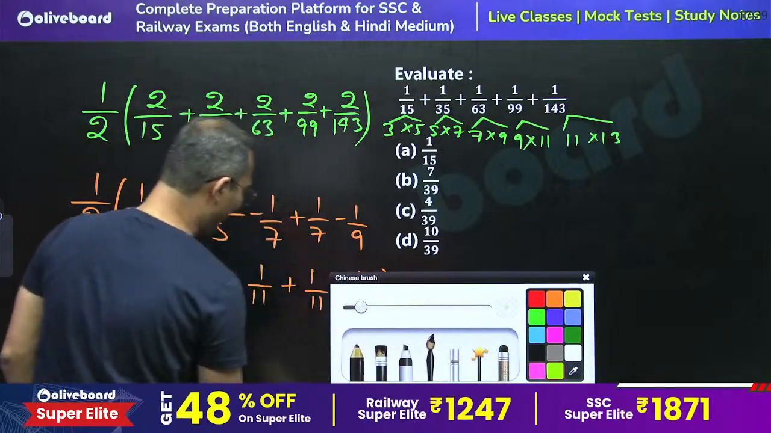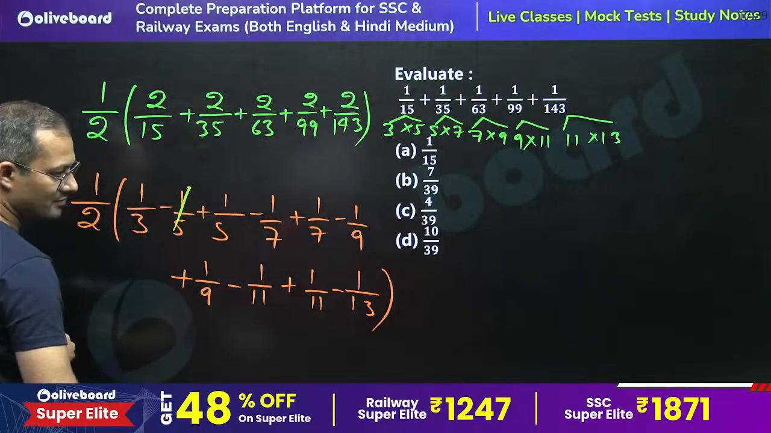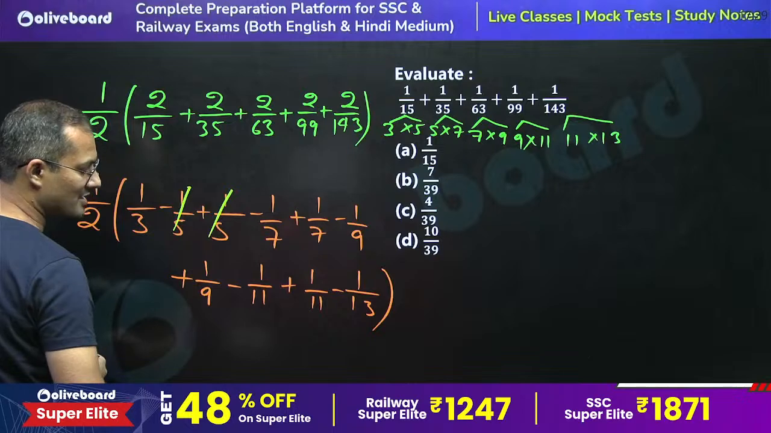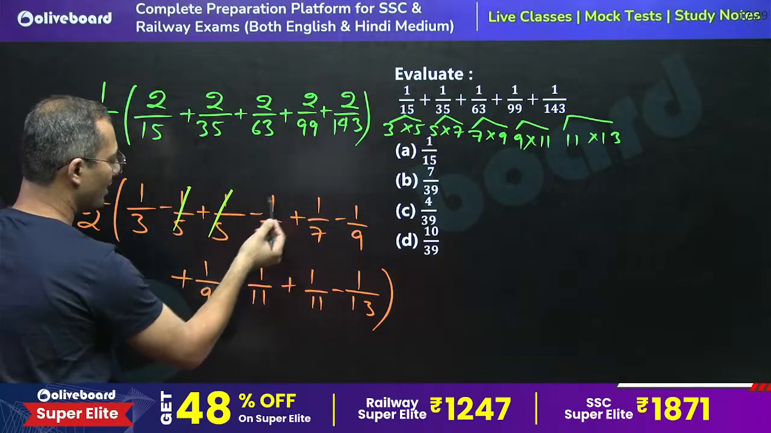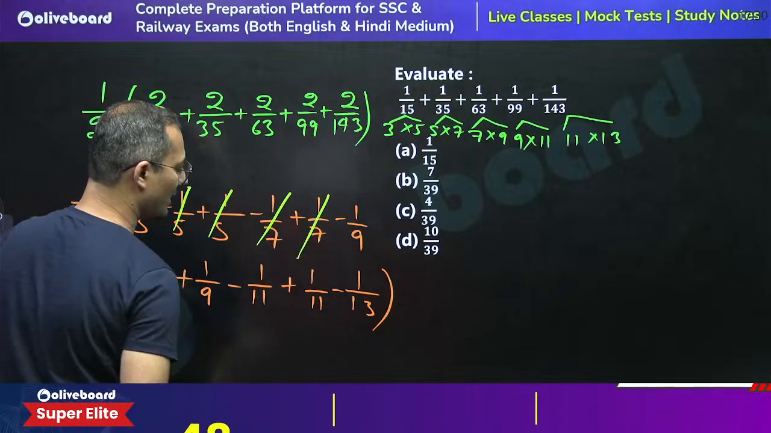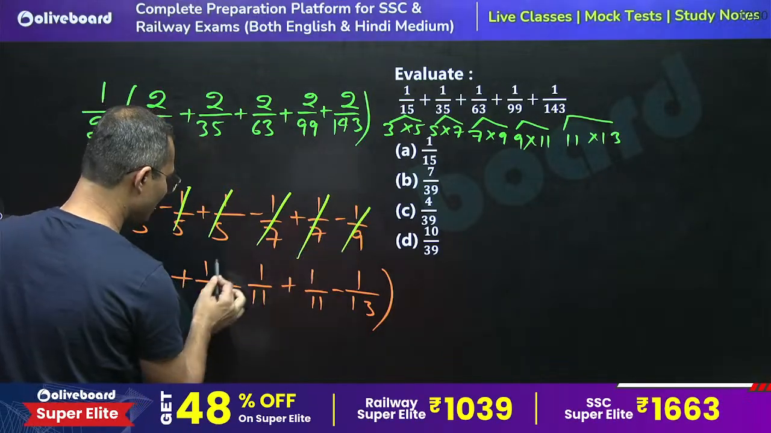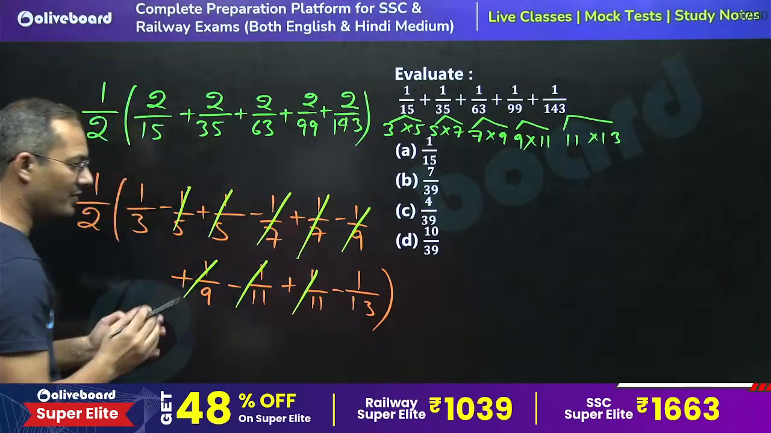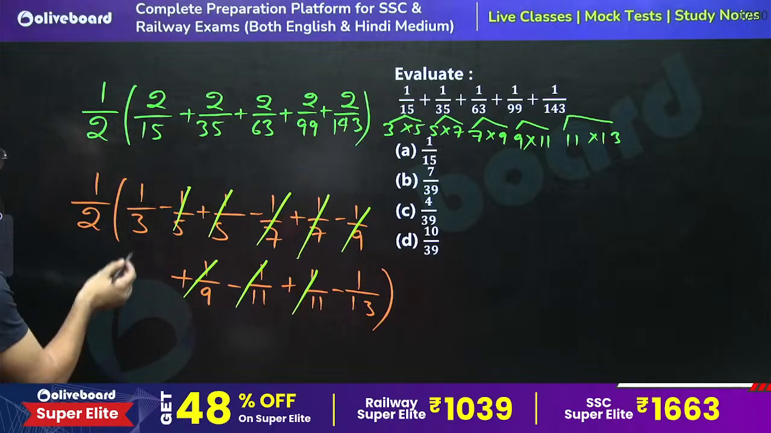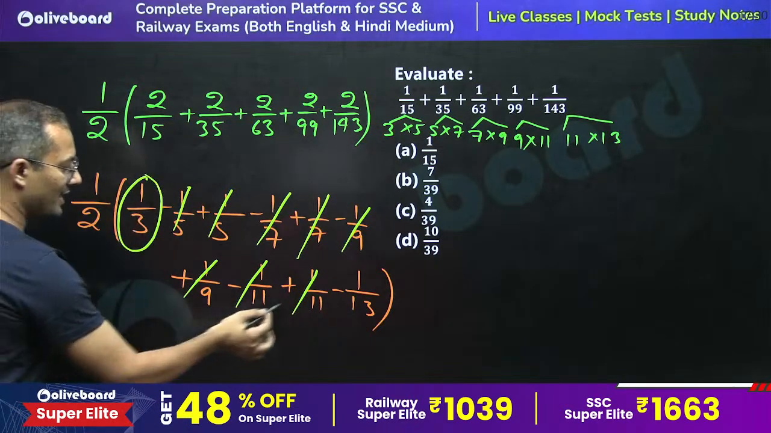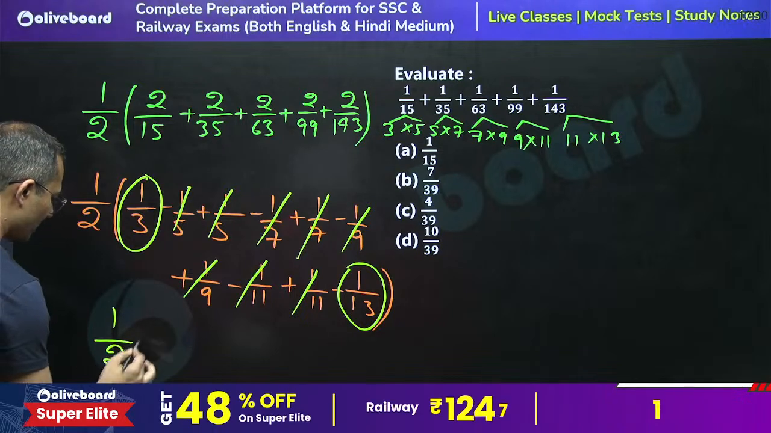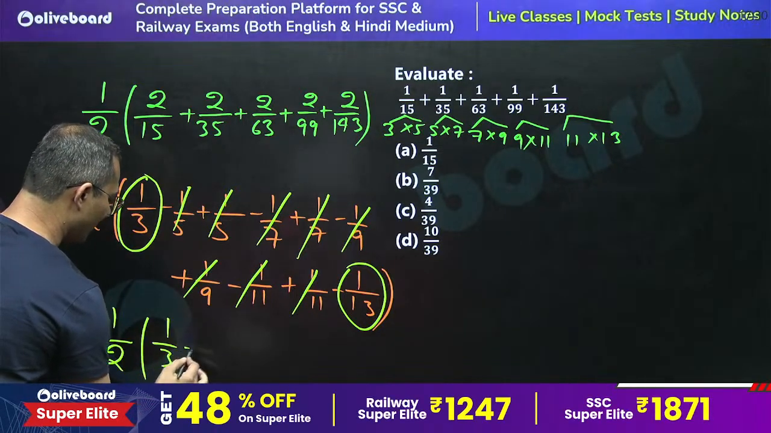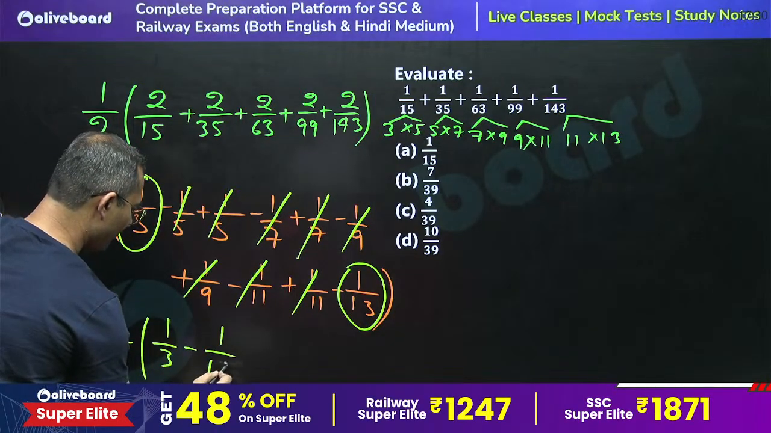So we can say that the second fraction gets cancelled by the third. Minus 1 by 5 gets cancelled by plus 1 by 5. Minus 1 by 7 gets cancelled by plus 1 by 7, right? So these are getting cancelled, right? So what we get is the positive part of the first fraction and the negative part of the last fraction. So we get 1 upon 2 bracket 1 by 3 minus 1 upon 13.